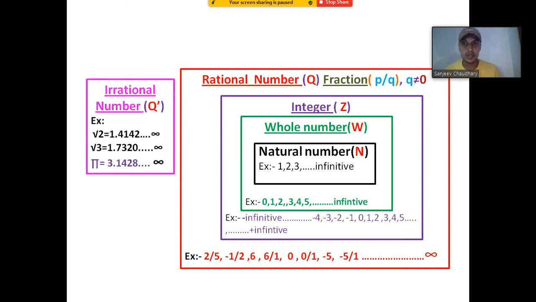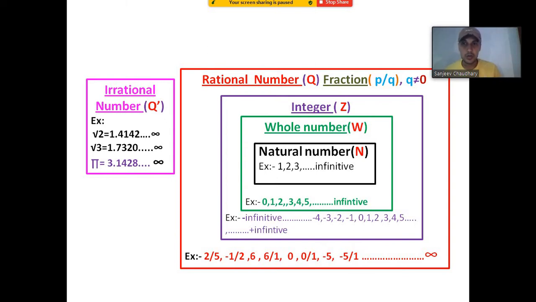Next, irrational number. Irrational number is just the opposite of rational. All those types of numbers that we cannot write in the form of P upon Q would be called irrational numbers. Generally we denote the rational numbers by Q and the irrational numbers by Q dash. Now you can try to understand through examples.